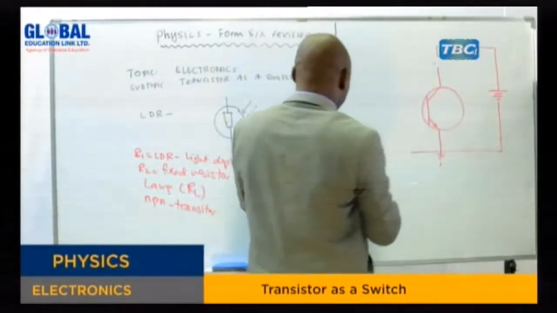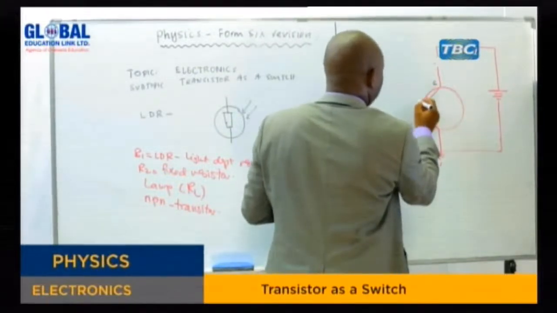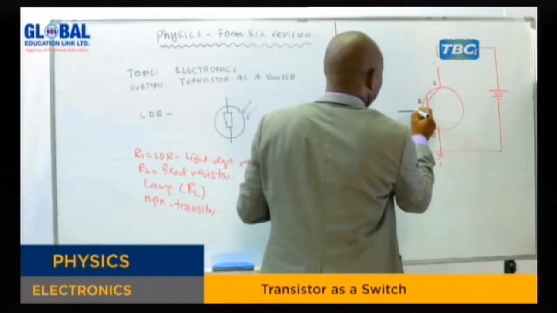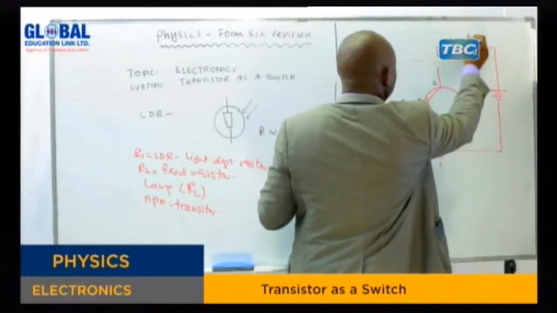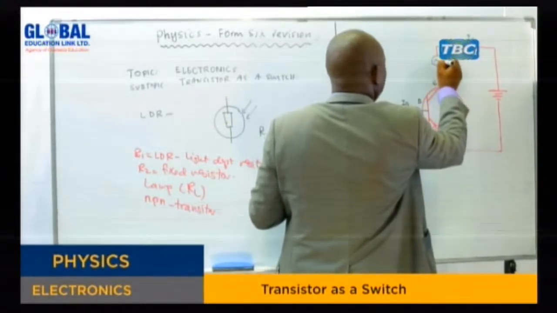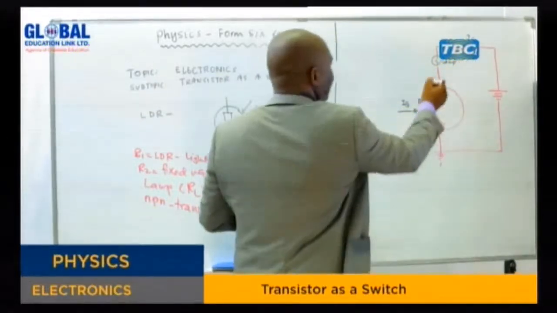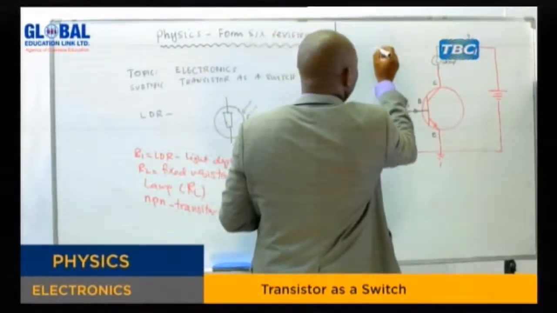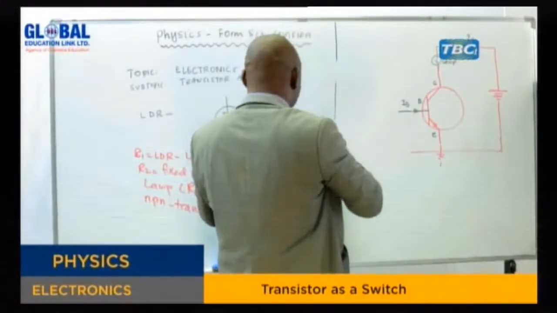This is our normal NPN. This is our collector here, our base, our emitter, and this is the base current, and this is our collector current. So that's where you connect maybe the lamp. The lamp must be connected here. That means this is the output, so it can be switched on. So where do you connect those two components now? So we have the circuit to be drawn.